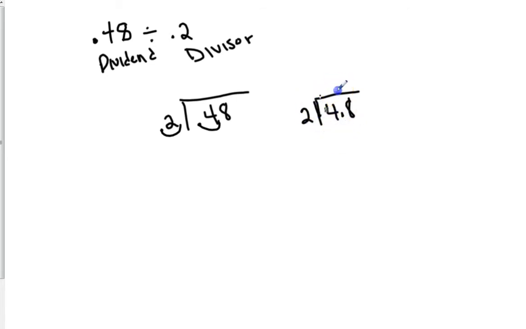I'm going to go ahead and move my decimal straight up. 2 goes into 4 twice. Oops, sorry, 2 times 2 is 4. Subtract, get 0, drop down the 8. 2 goes into 8 4 times. 4 times 2 is 8. I subtract, I get 0, and I can be done.